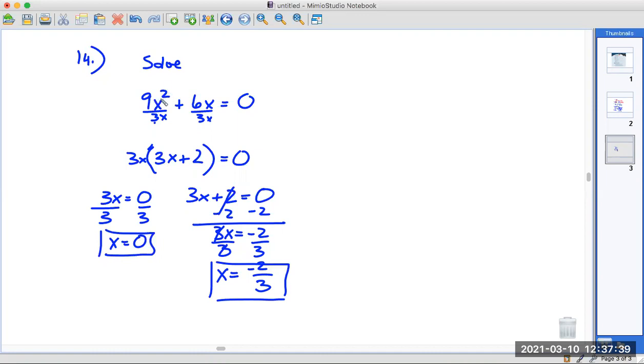Because it's a power of 2, you're going to have at the maximum 2 solutions. You could have 1 solution, you could have no solution. So here's how you would do that.